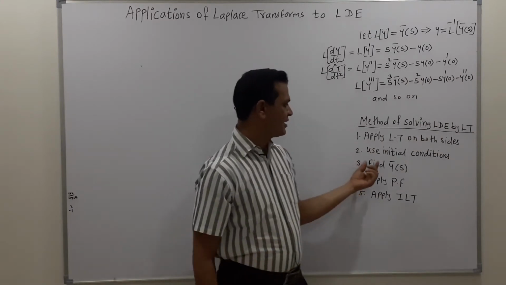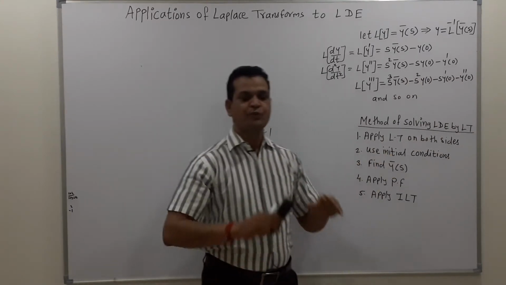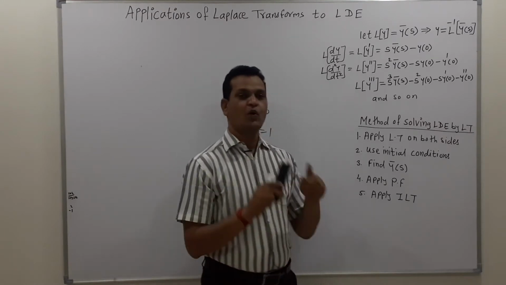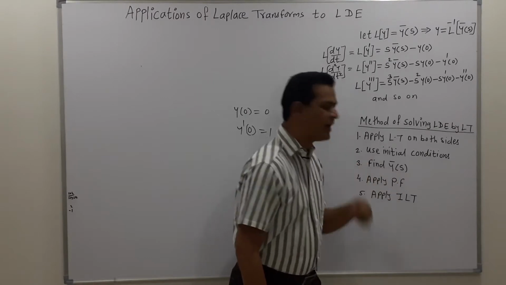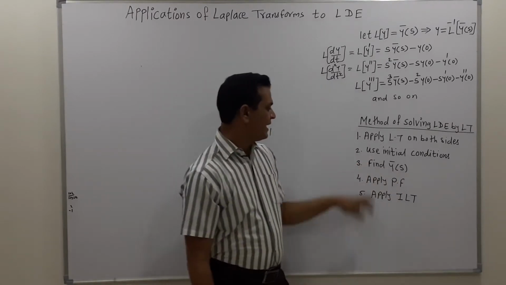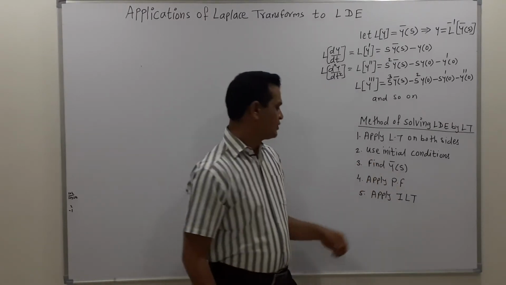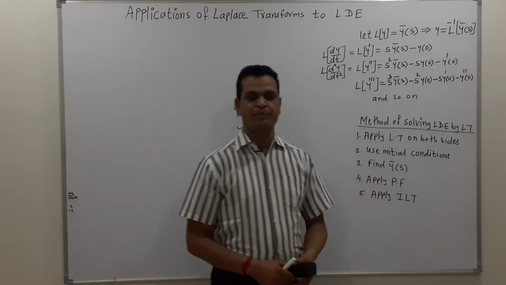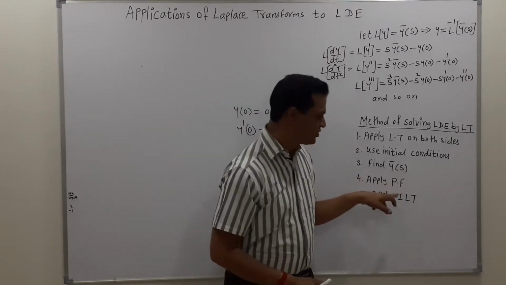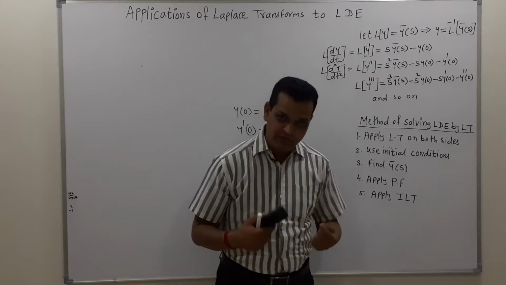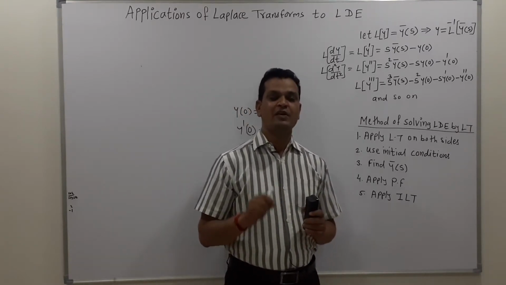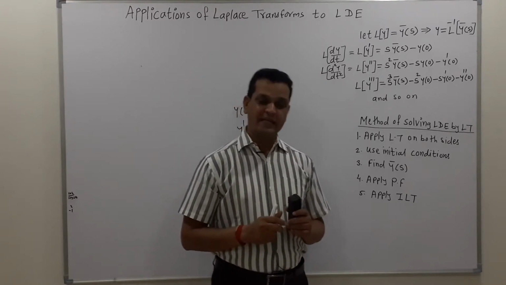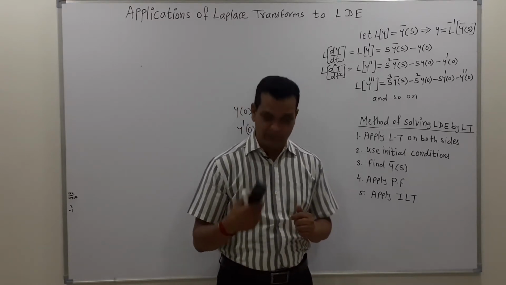Now the third step is that after putting the initial conditions, whatever equation we get, rearrange that equation in such a way that we find the value of y bar of s. Then after finding y bar of s, apply partial fractions. After getting y bar of s, we apply the concept of partial fractions because we are converting the given equation into standard form, so that we can easily apply the concept of inverse Laplace transformation.